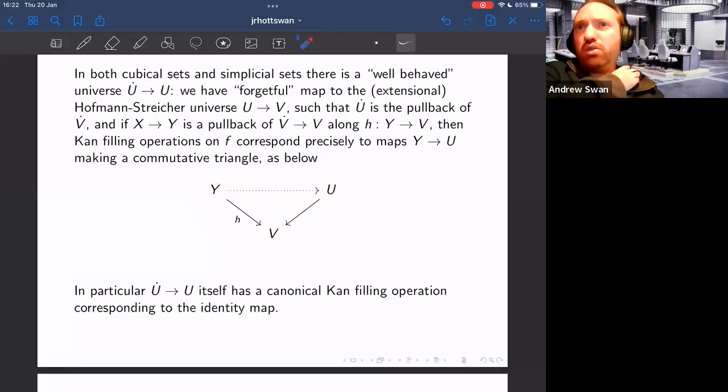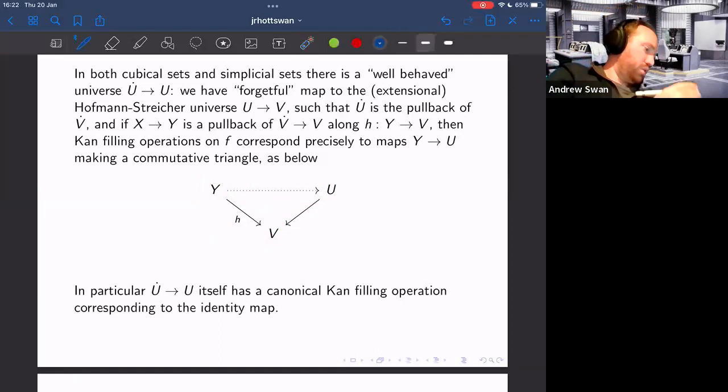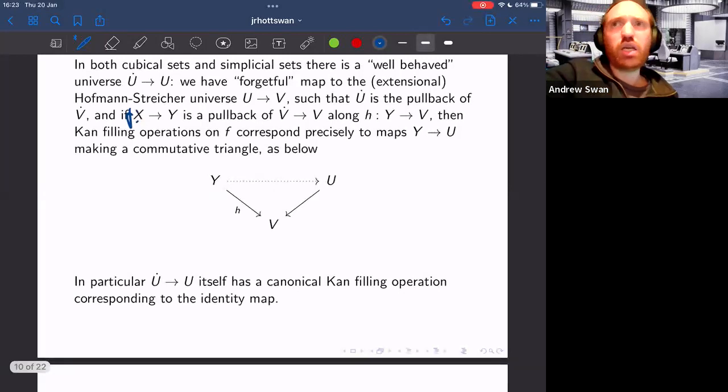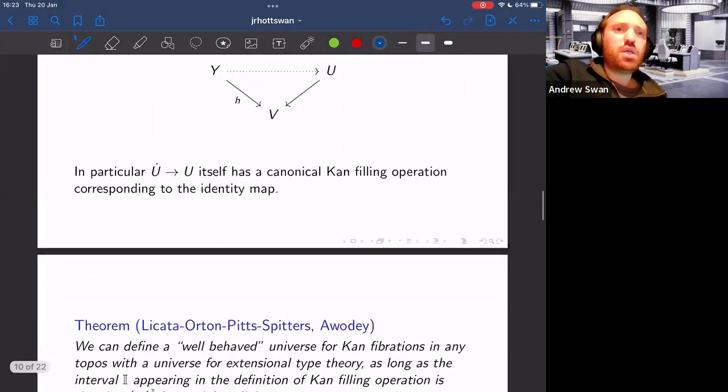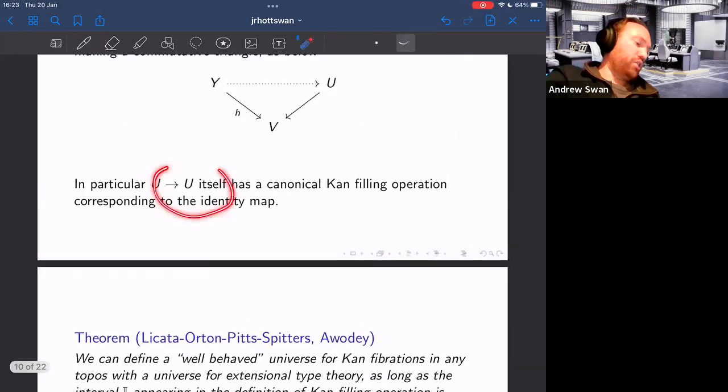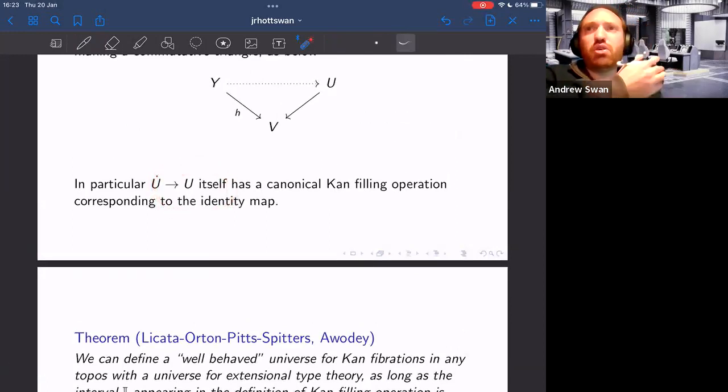So once we have a small map and we've characterized it as a classifying map into V, then the fibration structures on our map F, which is a map from X to Y, correspond precisely to factorizations through U. So this is a very nice classification property of the universe. Okay, and in particular, U itself has a Kan filling operation, which corresponds to the identity on U.